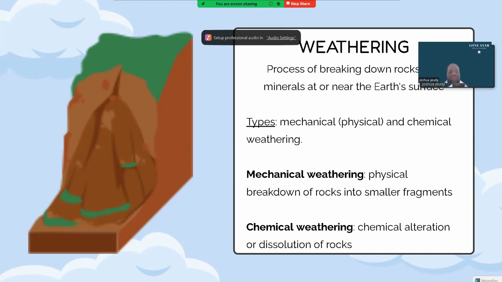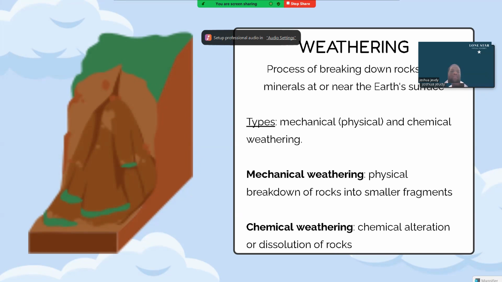So weathering could happen in many different ways. There could be mechanical or chemical forms of weathering. Now, mechanical is pretty much physical weathering. So pretty much wearing it down by physical interaction.